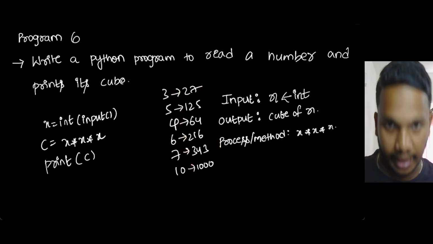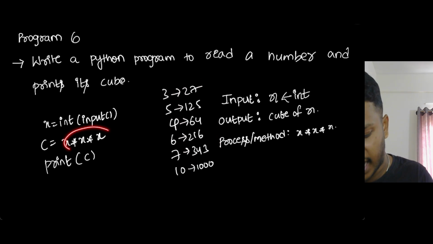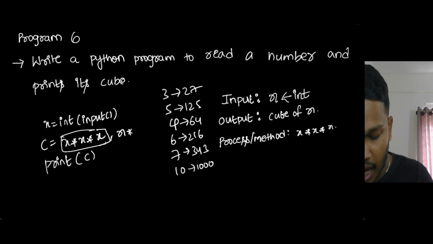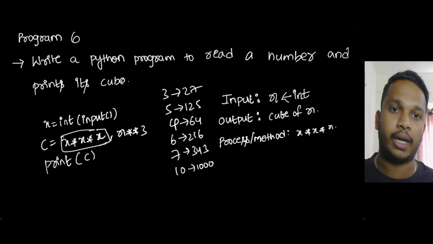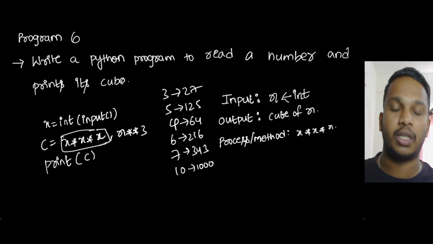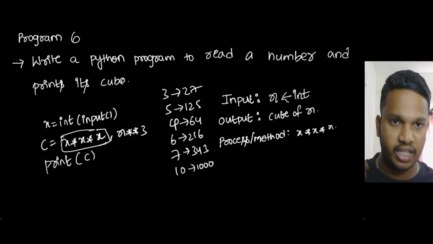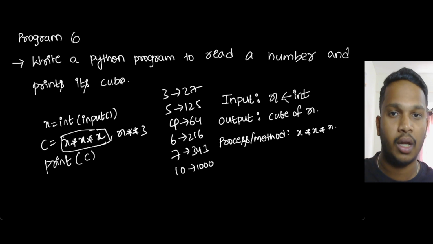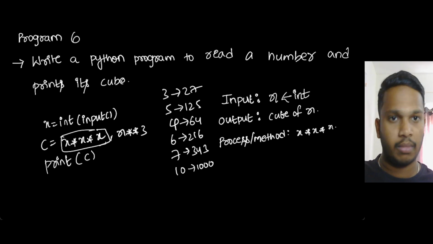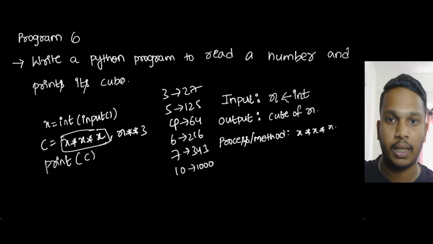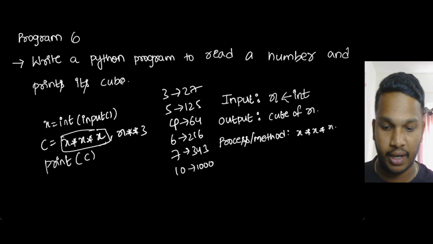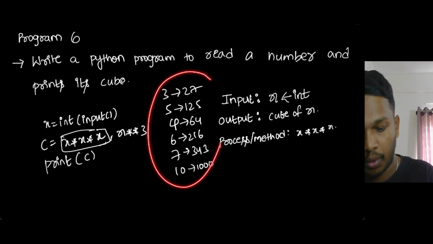Some people, instead of this x star x star x, will write x star star 3, the power operator. This is also correct. Both are correct. I am following this way, you are following that way. There may be a number of ways. This is a small problem, so we have only two ways. If it is a big problem, we have some 5 to 6 ways. You can use whatever logic you got in your brain. Clear? Now let's write the program and verify whether we are getting the same output for all these cases or not.